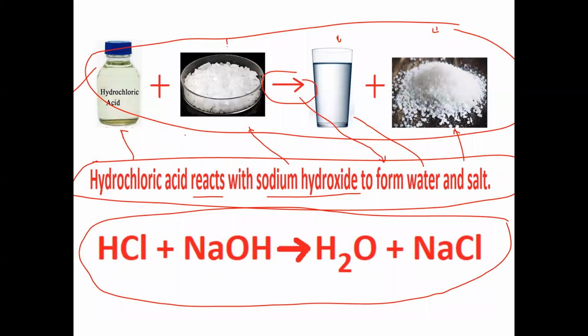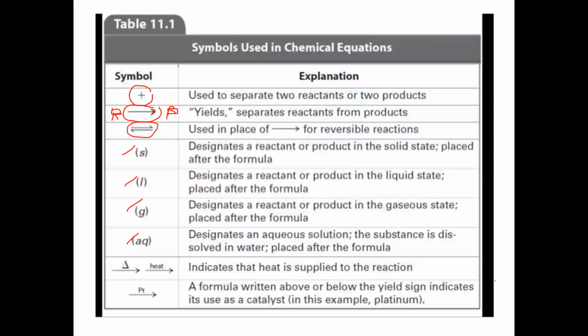Like in this example, let's say this hydrochloric acid is dissolved in water. You can say it is aqueous. You can put AQ in parentheses after the chemical formula. And this sodium hydroxide, you can say it's solid. And then this arrow points you to the products. Now, H2O here, you can see is in liquid state, so it's L. And then the salt is in solid state. So that's how you use the letters, just to give additional detail regarding the state of matter of the substance, whether it's on the reactant or on the product side.